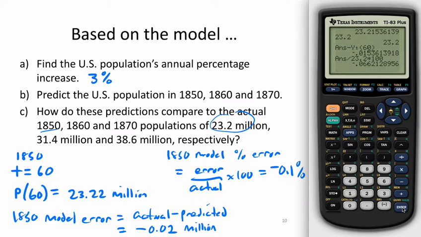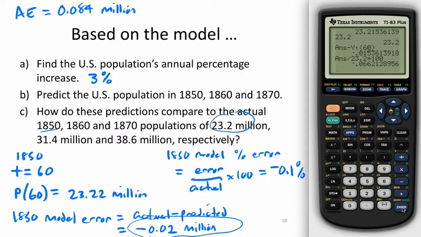0.1%. Now, how did we do? Well, that 1850 model error, the average error of the model is, if we look back at a previous slide, the average error for our regression model was about 0.084 million.